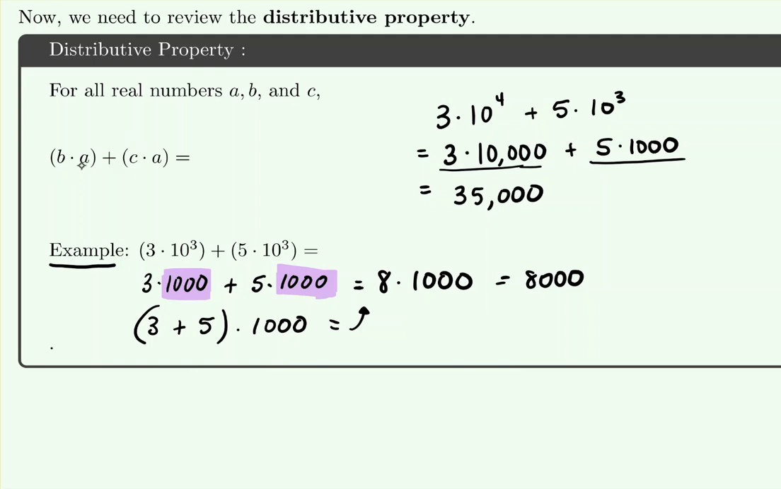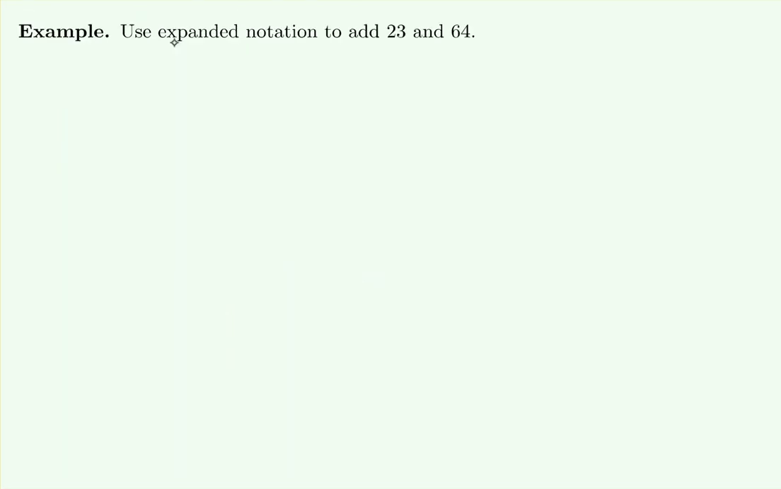Abstractly, what this might look like is if we've got b times a plus c times a, then we can rewrite this as add the b and the c together, and then multiply it by the common factor of a. And in this essence, we have factored out the a from both terms, simplified this expression first, and then multiplied. Now we're asked to use expanded notation to add 23 and 64. Let's just add these as we would have normally done first, and then we'll see what we mean by expanded notation.